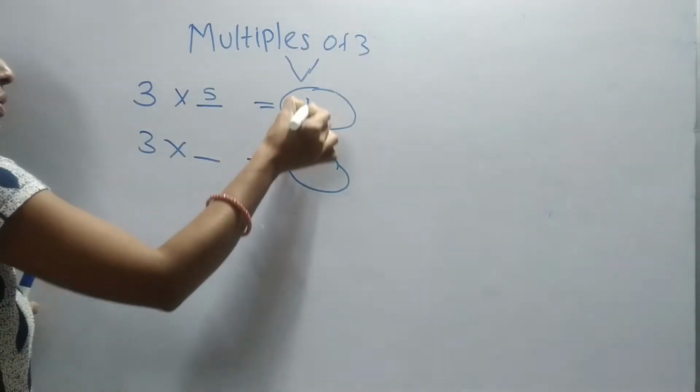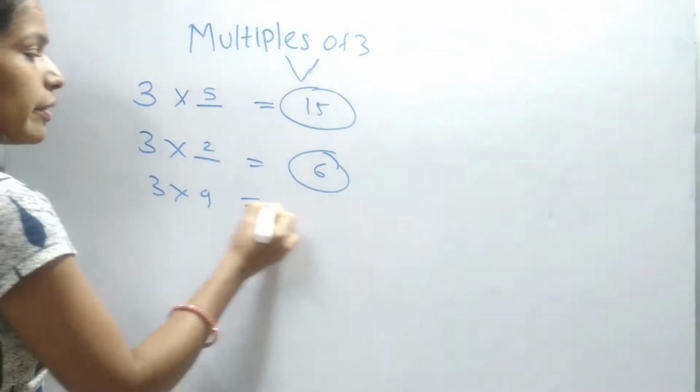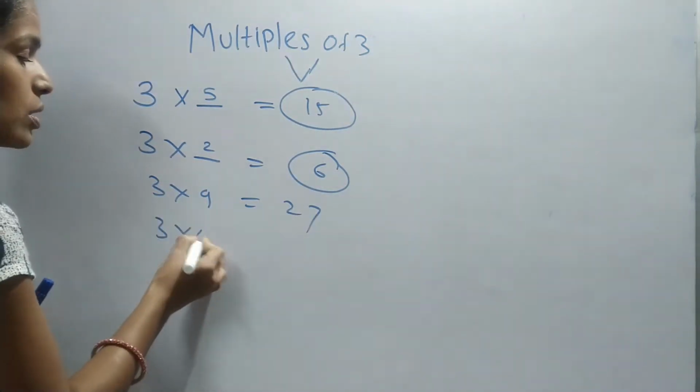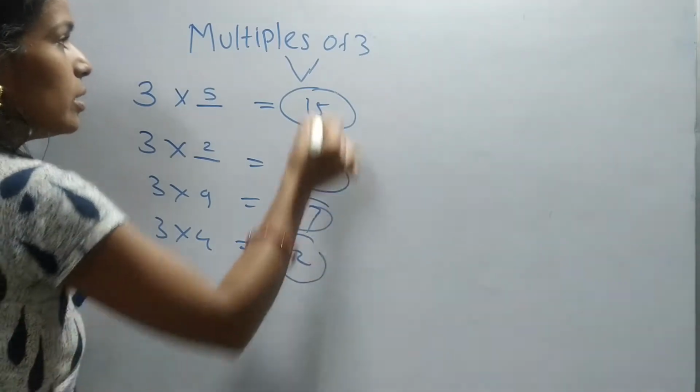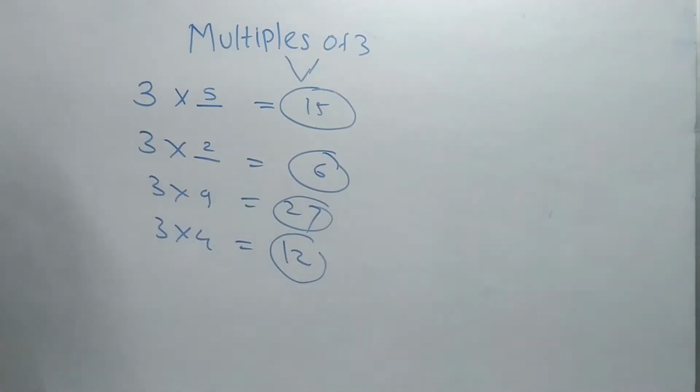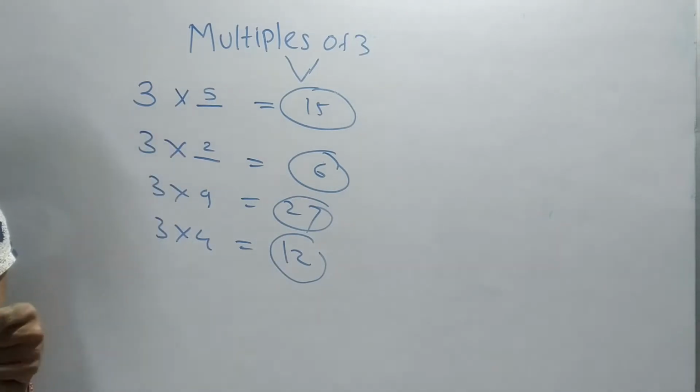Suppose 3 fives are 15, 3 twos are 6, 3 nines are 27, 3 fours are 12. These all are nothing but the multiples of 3. So a number has infinite multiples. Factors are finite, but multiples of a number are infinite.